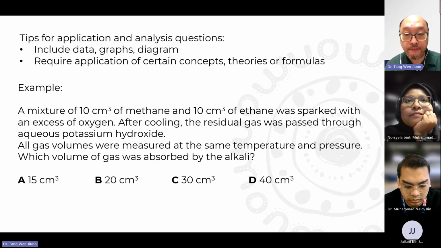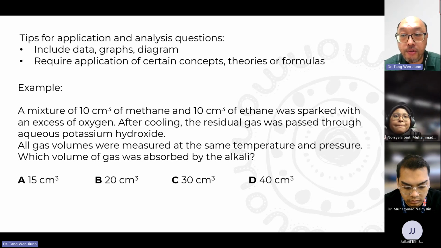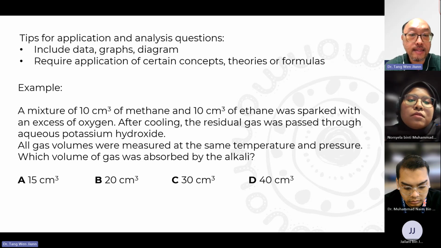Then sometimes people ask, it seems like you have provided all the answers in your MCQ, so how do we measure higher order thinking, the kind that covers analysis or application questions? Can we have those kinds of questions in MCQ? The answer is yes.